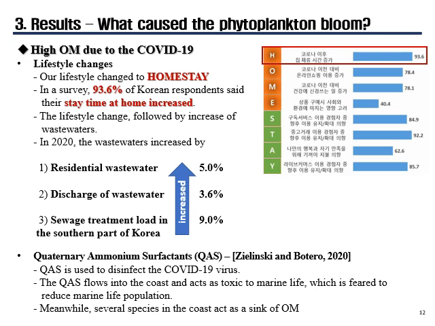And meanwhile, the quaternary ammonium surfactant, namely QAS, which is used to disinfect the COVID-19 virus, flows into the sea and acts as toxic to marine life, which is presumed to reduce marine life population. It means that several species in the coast act as organic matter. It means that the QAS can cause an increase in organic matter in the coastal area.